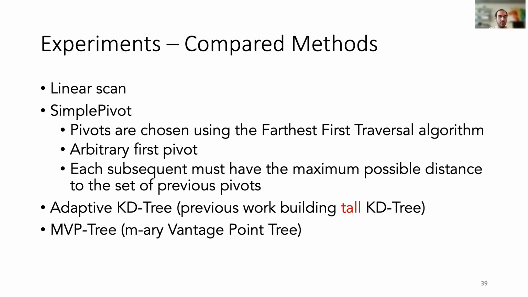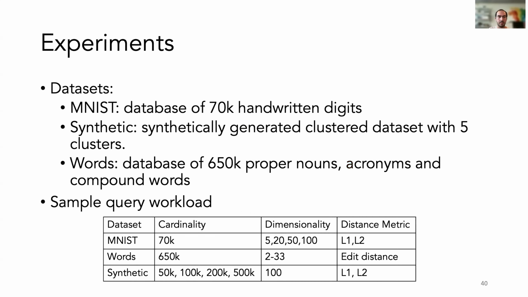To prove the effectiveness of our method, we compared it to some other methods. First, we compared it to linear scan, then simple pivot, which is a simple pivot-based index. In this method, the first pivot is chosen arbitrarily, and each subsequent pivot must have the maximum possible distance to the set of previous pivots. We experimentally chose the number of pivots to be 5. Then we compared it to adaptive KD3, which is the state-of-the-art for adaptive indexing of multidimensional objects, and MVP3, which is the state-of-the-art for indexing high-dimensional objects non-adaptively.